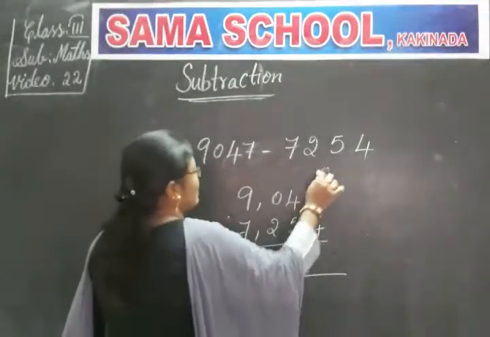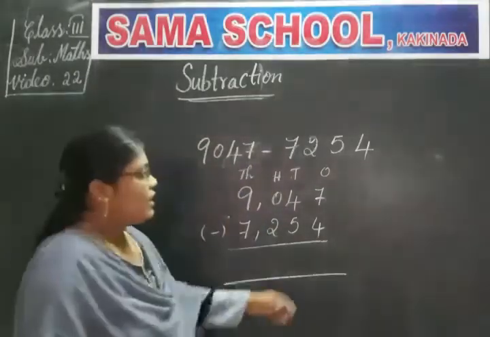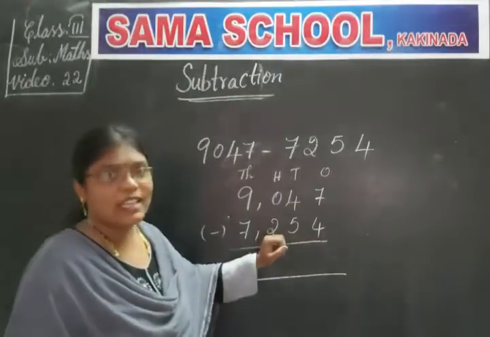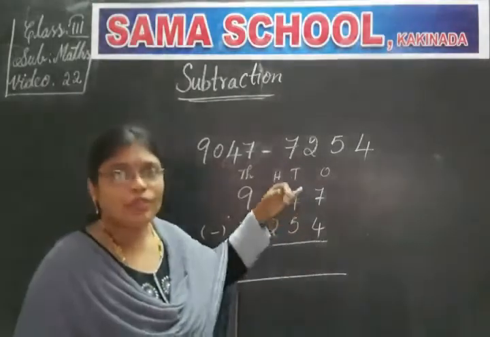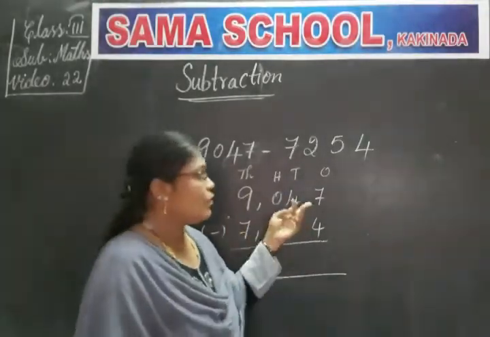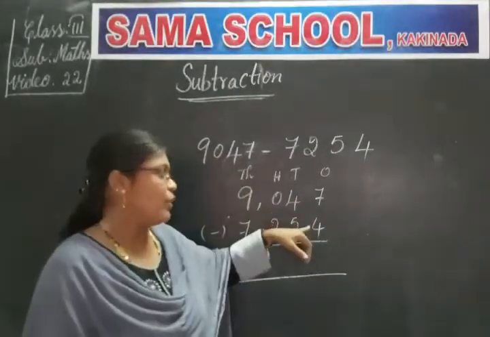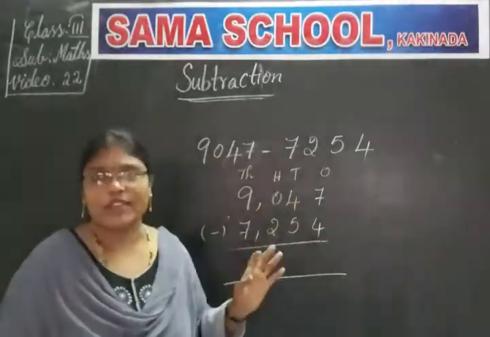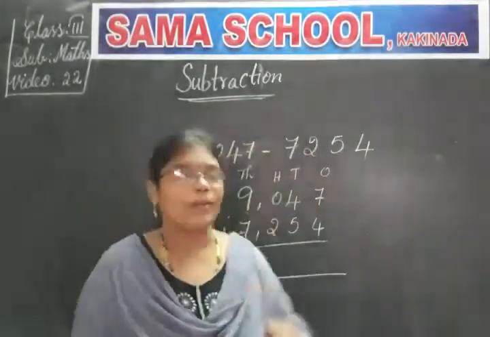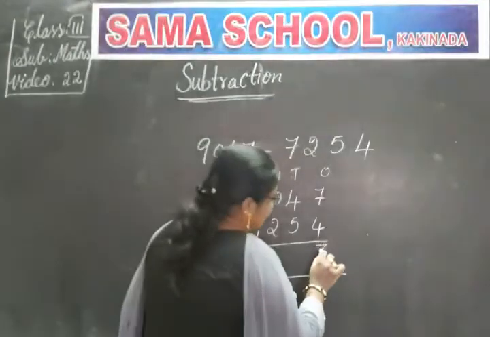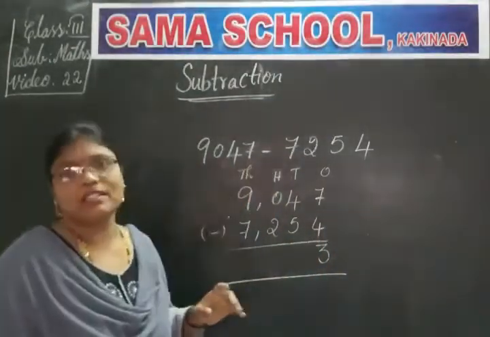Write the place values, ones, tens, hundreds, thousands. What are the digits in ones place? 7 and 4. You have to subtract 4 from 7. Come on, subtract 4 from 7. What you have to do? Count after 4 till you get 7. After 4, 5, 6, 7. That is 3. Okay, write 3 in ones place and move to tens place.